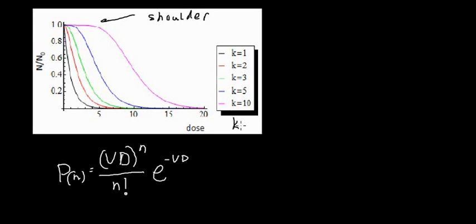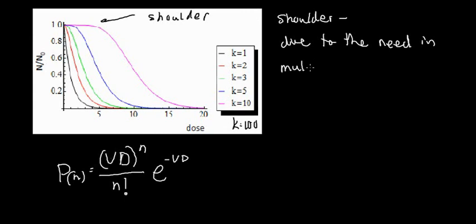So if I have the K hits is 100, that means that I can keep applying a very large dose, and maybe I'm getting 30 hits at this point, maybe 50, but it's still not going to inactivate my molecule because it's really, really tough. So the shoulder can be explained. I'm going to write this down here. Shoulder can be explained due to the need for multiple hits to render a molecule inactive.